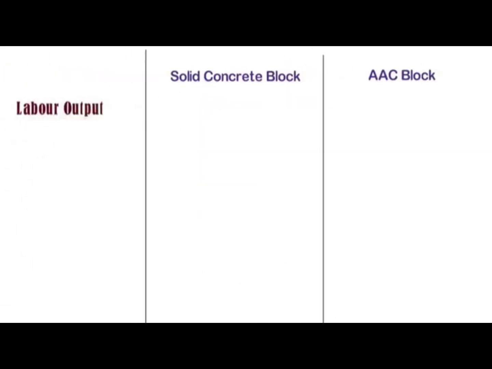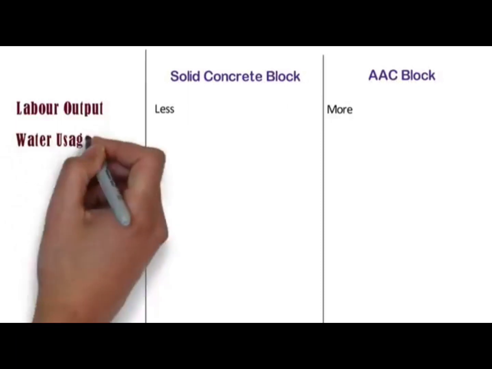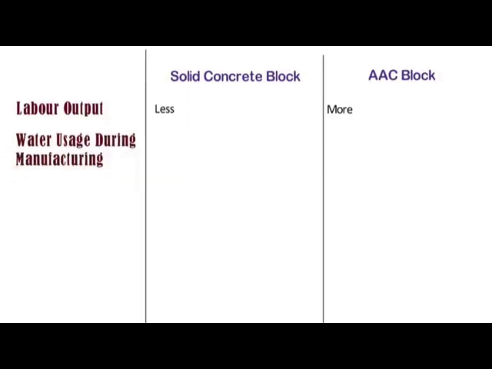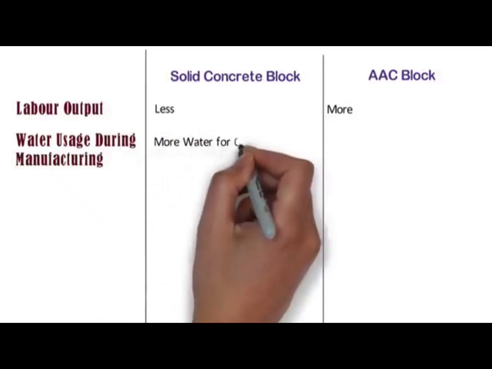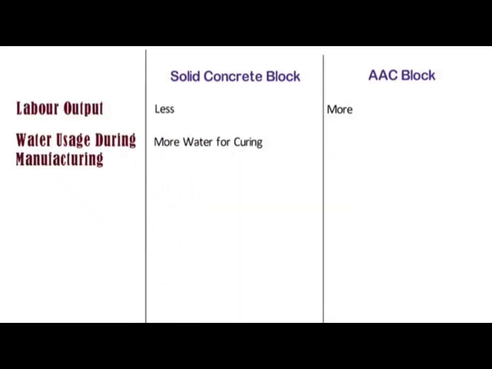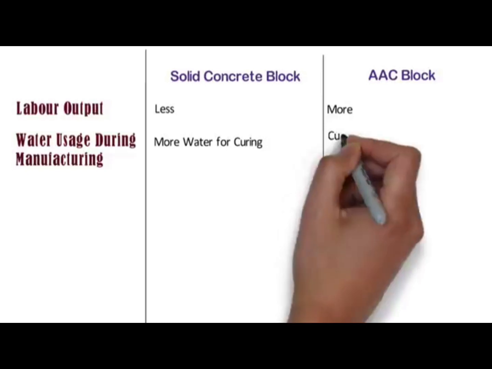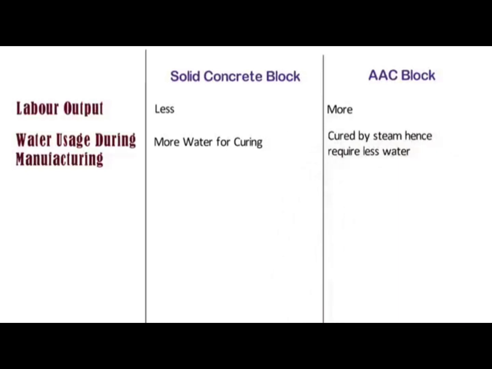Labor output. In case of solid concrete block masonry, labor output is less as compared to AAC block masonry. Whereas in case of AAC block masonry, rapid construction will be done due to the bigger size and less weight of AAC blocks. Water usage during manufacturing. Solid concrete blocks requires more water for curing and hence higher amount of electricity bill and labor cost are required. Whereas AAC block is basically cured by steam and it requires less curing, hence less use of water and saving in electricity bill is possible.